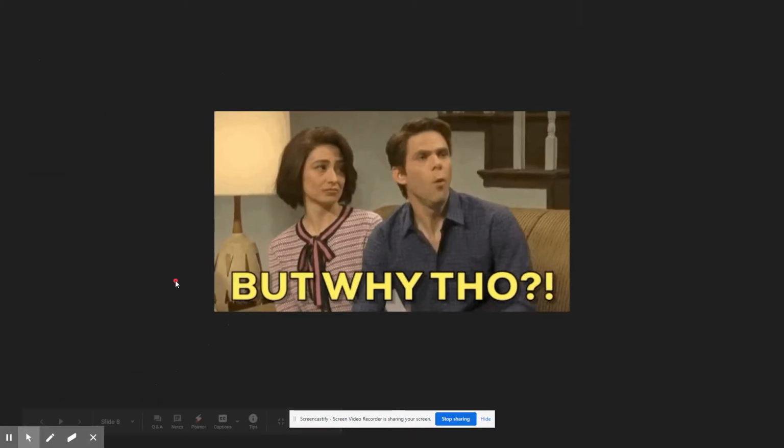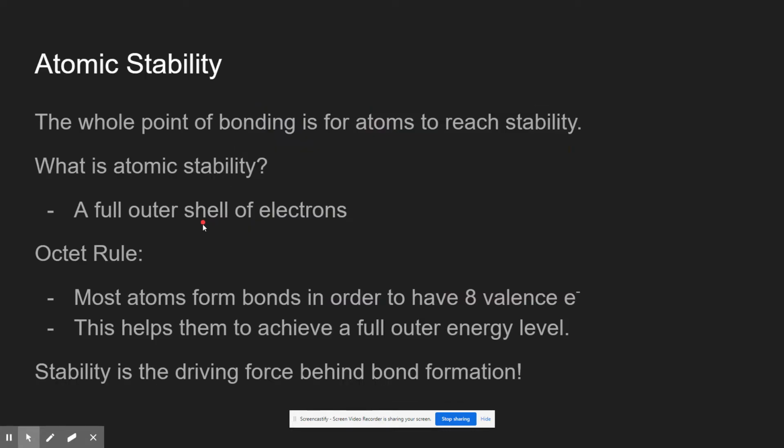All right, so why though? Why do elements form bonds? All right, the whole point of bonding is to reach stability. What is atomic stability? It's a full outer shell of electrons. All right, so full outer shell. That's the whole point. We want to get to that full outer shell. What's a full outer shell, you ask?